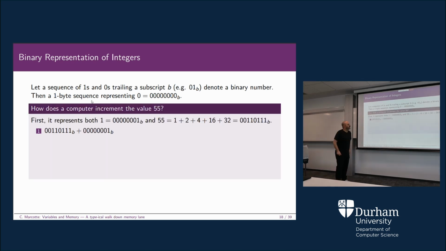Easy enough. If we want to represent 55 and we want to increment that value, we can think about this in terms of binary format. So 1 is just 7 zeros followed by a 1 with a subscript b, and 55 is 1 plus 2 plus 4 plus 16 plus 32, which is 2 zeros, 2 ones, 1 zero, 3 ones, followed by b. And the question is, how do we actually increment that 55 by 1? Of course, this is addition. We can define addition in terms of the binary representation. Easy enough.